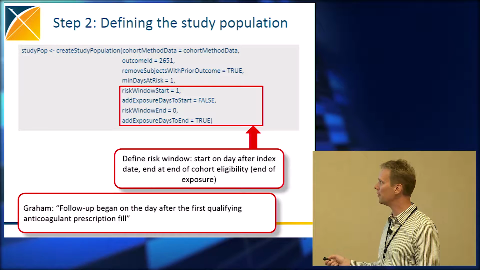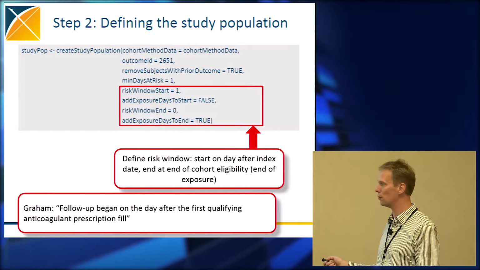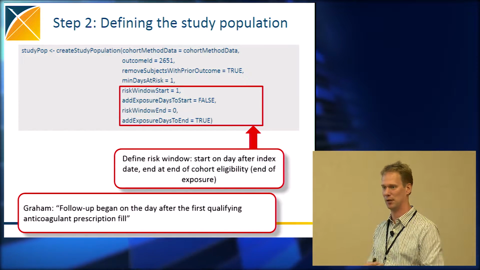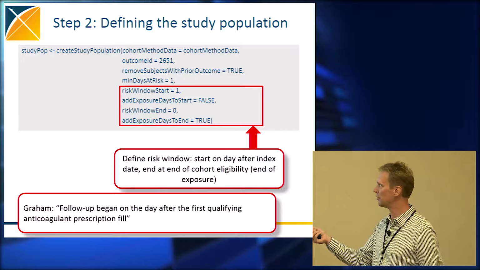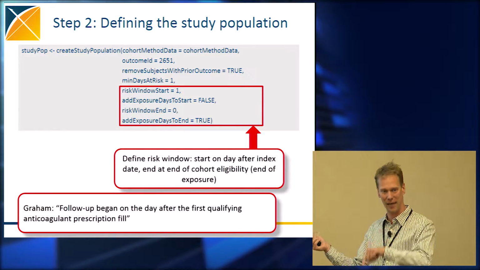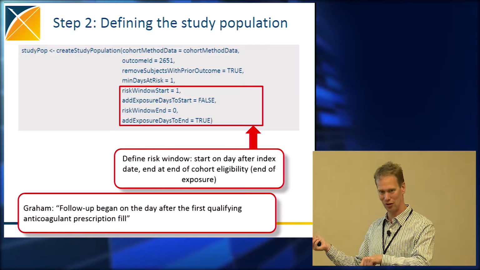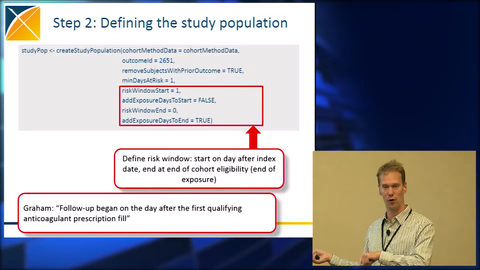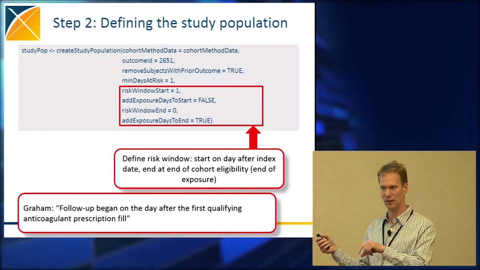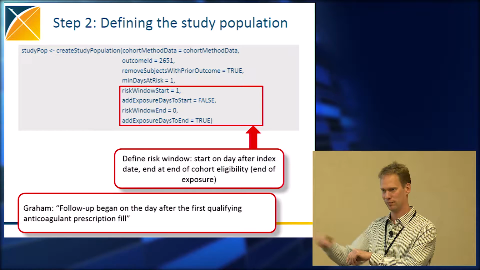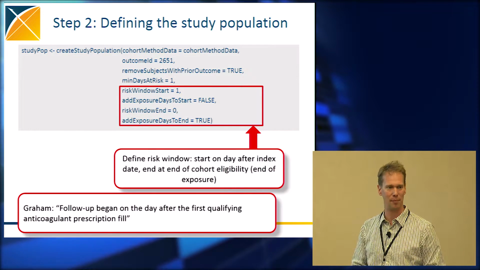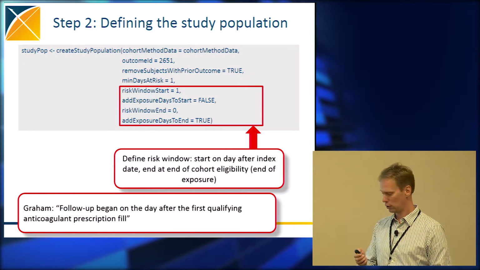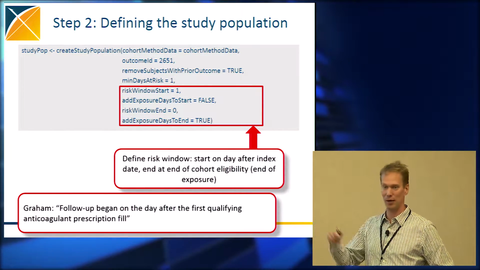For the risk window end, I've set add exposure days to end to true, which means that the 0 is relative to the end date that Patrick defined, the end of exposure as Patrick defined it. So basically the time at risk starts 1 day after starting the cohort, which was defined as initiating the treatment, and it ends at the end of the cohort, which Patrick defined as the end of the exposure, or at least until there is a 3-day gap in exposure. Is that clear?